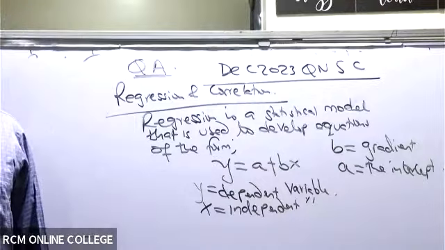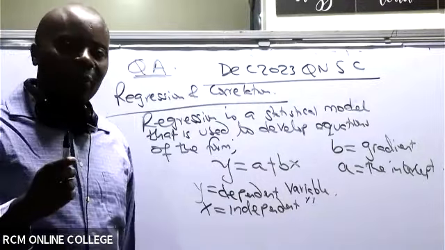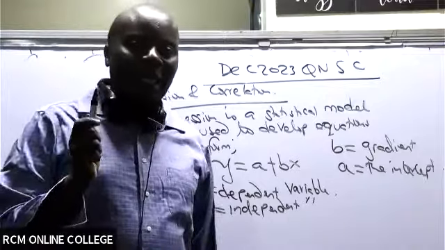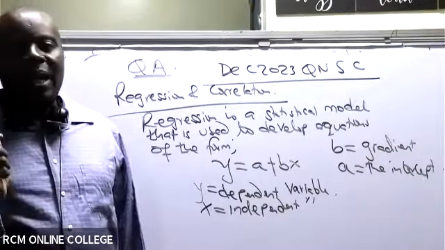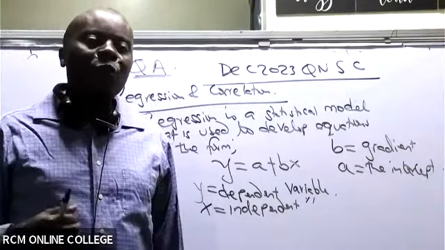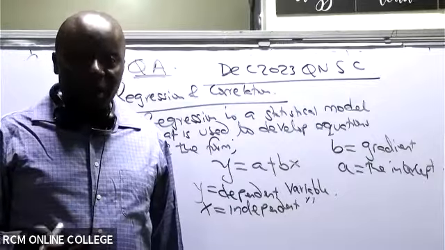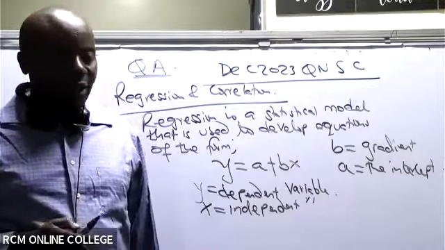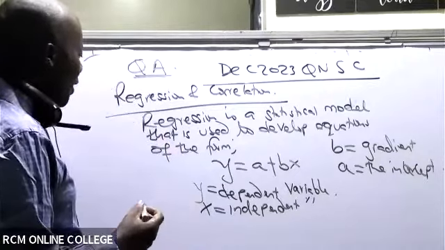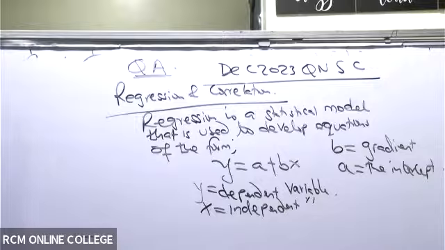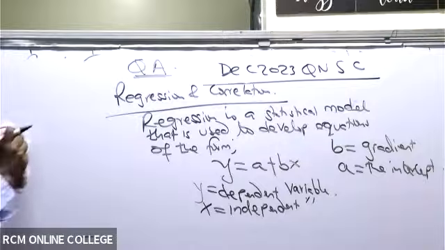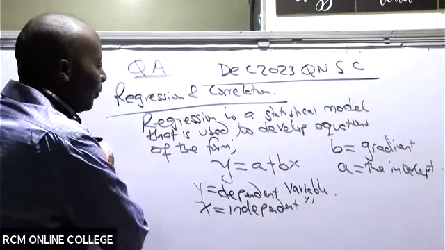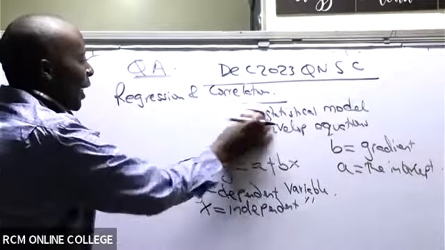Now, ladies and gentlemen, for the years that I've been leading teams to mark CASNEB exams, I know normally where students go wrong. In most cases, you will be given two variables. Let me just demonstrate. You'll be given two variables like this.